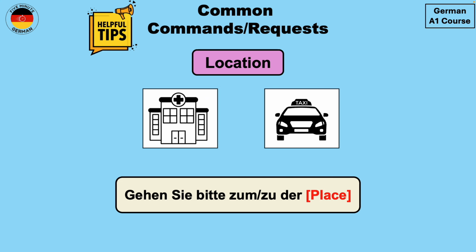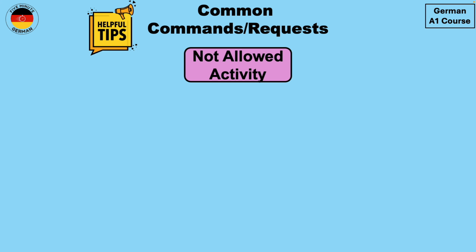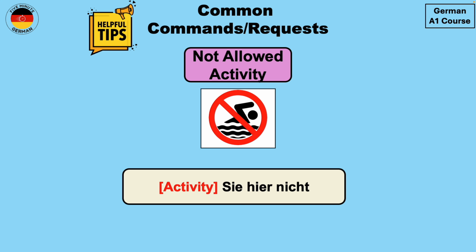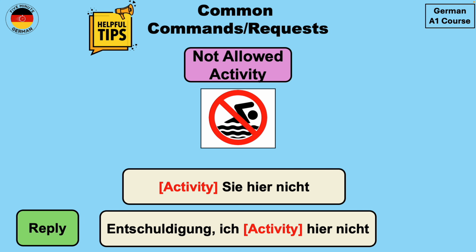And if you have an image of something which is not allowed, for example, you see this image which shows that you are not allowed to swim, then you can use the sentence in the form as you see over here. So you will say, Schwimmen Sie hier nicht. So you will have the activity at the start and then add the rest of the sentence. And as a reply to this, you can say, Entschuldigung, ich schwimme hier nicht. Sorry, I will not swim here.